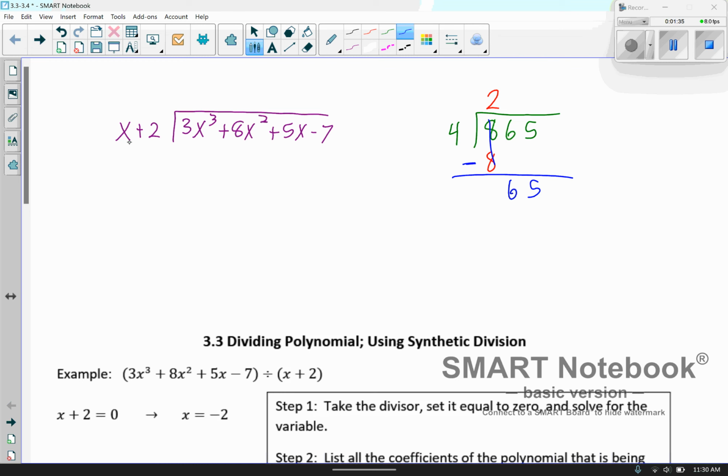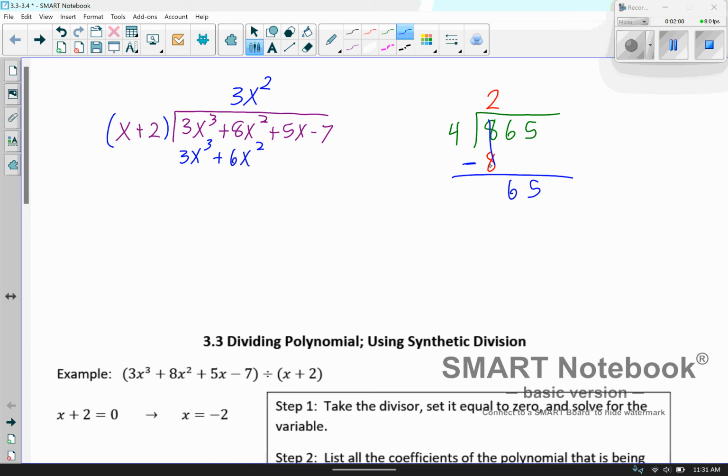So you could basically divide x into this, right? And that would give you 3x squared. So I'm going to line that up right here with my squares. So 3x squared. And then what you have to do is multiply it by the divisor. So 3x squared times x would be 3x cubed. And then 3x squared times 2 would be a plus 6x squared.